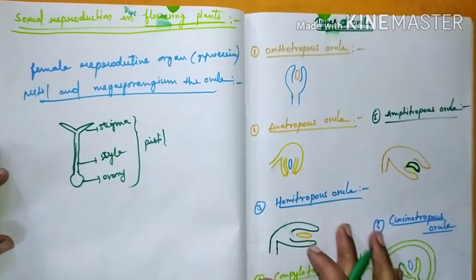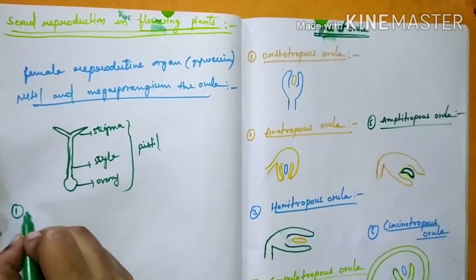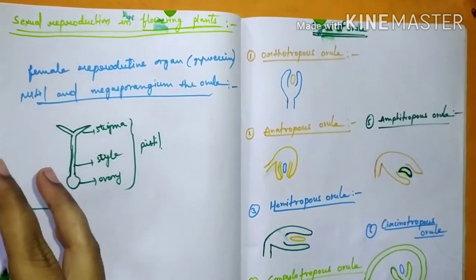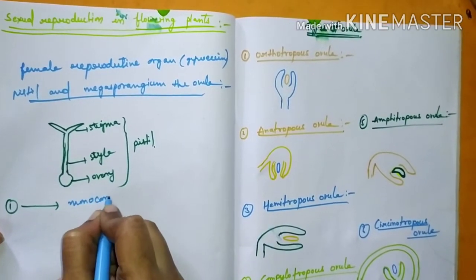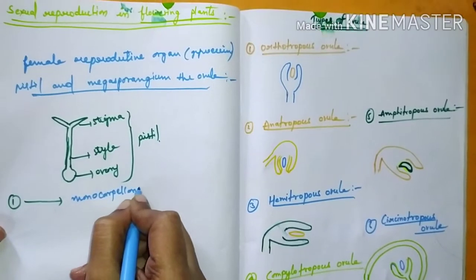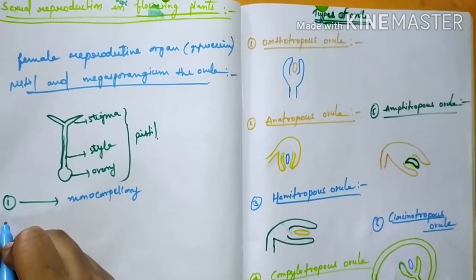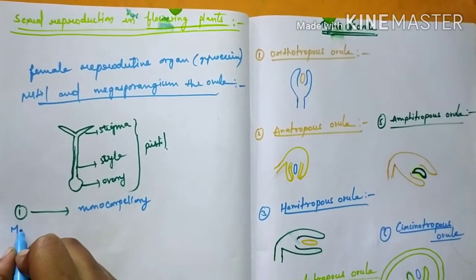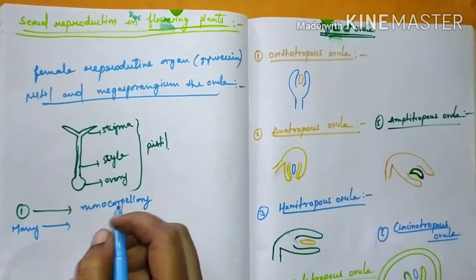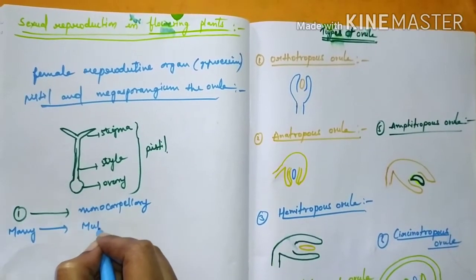So friends, if one pistil is present, then it is called monocarpellary. And if more than one pistil is present, if many pistils are present, then that is called multicarpellary.